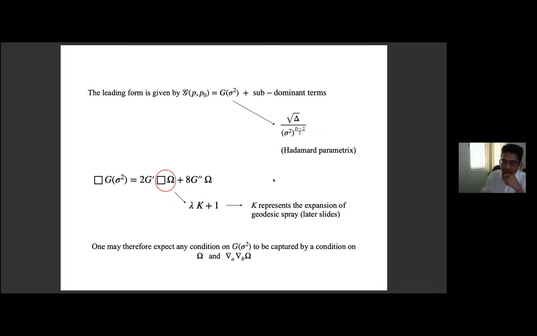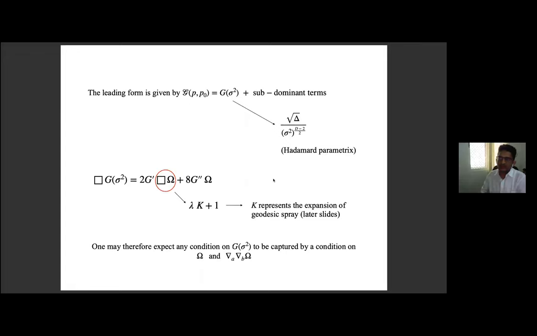They'll form a surface, a D minus one dimensional surface, and K is the extrinsic curvature of that surface. It's also the expansion of the geodesic spray. These are the same things. So what this tells you is that any condition you put to regularize the singularity of the two-point function can be captured by a condition on omega, which we already have seen.